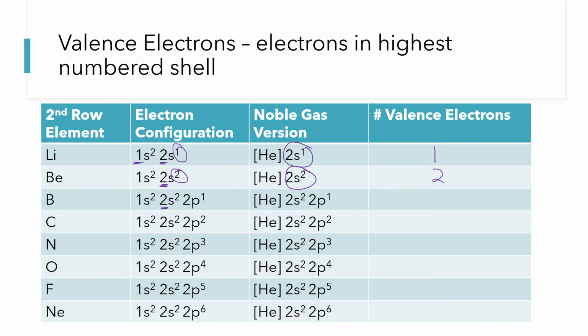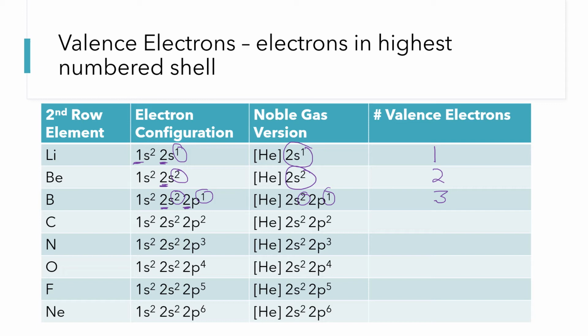If we move on to boron, boron once again has two shells, the first shell and the second shell, but this time the second shell electrons are split between two different subshells. Well, the valence electrons are all of the electrons that are in that highest numbered shell, so we need to add together the two s electrons and the one p electron, which means we have 3 valence electrons. And once again, we can get that information from the noble gas version of the electron configuration.